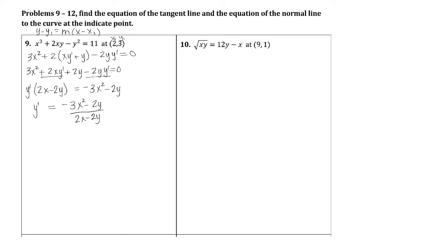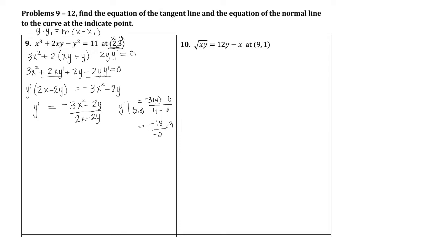Now, what we need to do next is evaluate this at our given point. So we're going to evaluate y prime at the point 2, 3. And so we're going to substitute in our 2 for the first one. So I'm going to have negative 3 times 4 minus 2 times 3, which is 6. And all of that is over 4 minus 6. So we're going to have negative 12 minus 6, which is negative 18 over negative 2, which is going to give us a positive 9.